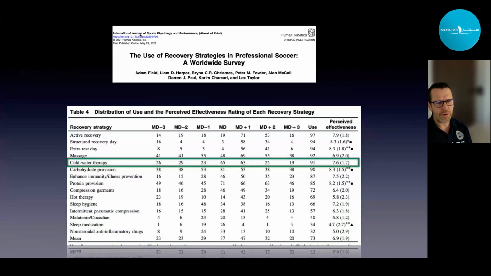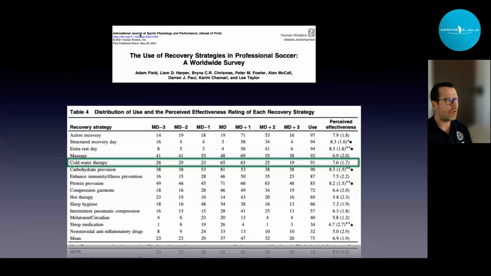Certainly over the last 10 years there's been a huge amount of interest in cold water immersion, and here is another example of some research hot off the press, with a few Aspetar staff members involved, which is a global survey that asked practitioners about the recovery strategies that they use and the perceived effectiveness. And you can see here clearly that cold water therapy still is prevalent. Massive use and also a lot of perceived effectiveness.